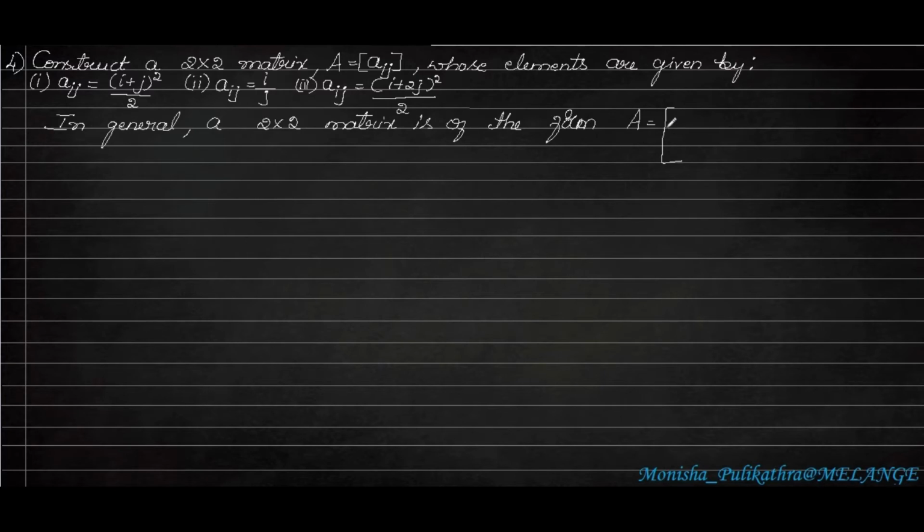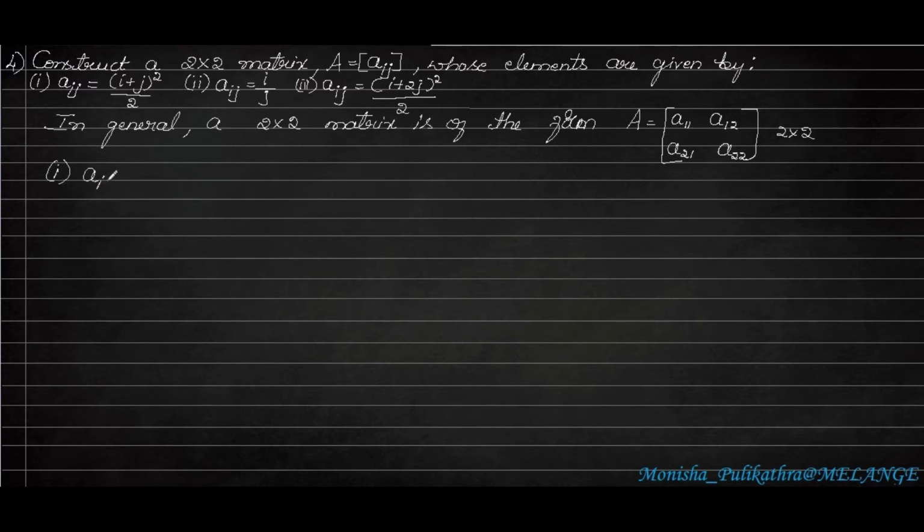2 into 2 matrix means 2 rows and 2 columns, right? So A11, A12. This is first row, first column, first row, second column. Then A21, second row, first column, and A22. So this is 2 into 2 matrix. So 2 rows and 2 columns. Okay. So here we have to find out the first sub question.